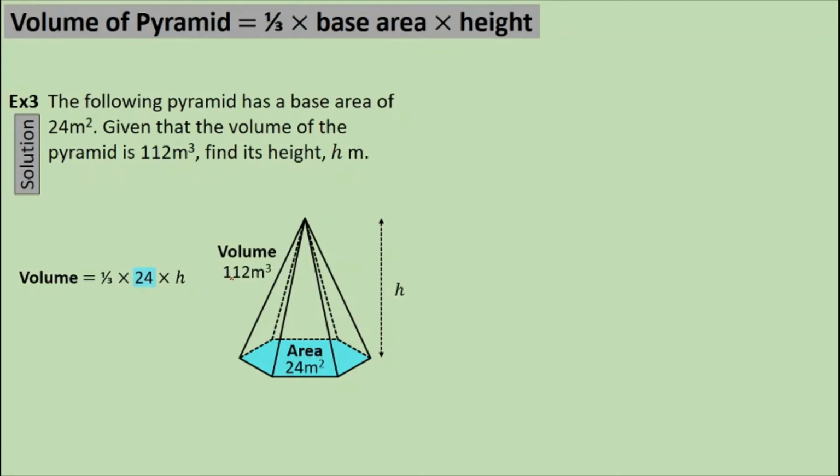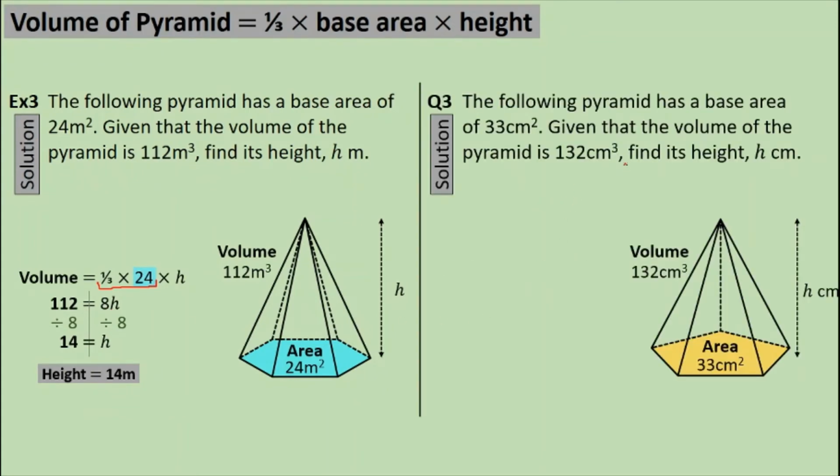We know that the volume is 112, so we've got 112 equals 8h, because 1/3 of 24 gives me the 8 times h. If I want to find out a single value of the height, then we use a little bit of algebra, divide both sides by 8, and get 14 meters for the height. So what we did was we used the formula, we put in what we know, the area and the volume, cleaned it up a little bit, and then solved it using algebra. The 1/3 of 24 is where I got my 8 from, and then we divide by 8 because I want 1h instead of 8.